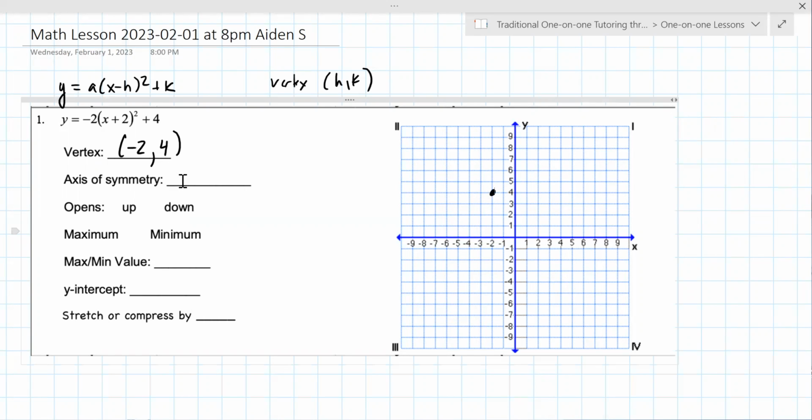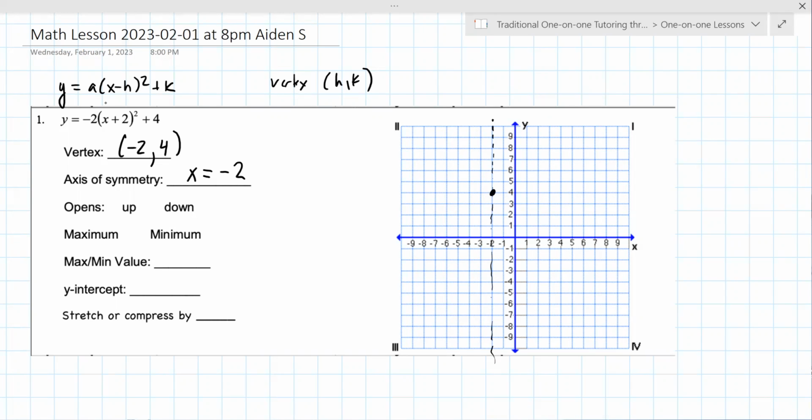Now, the axis of symmetry, it's always an equation. It's always x equals, and it equals the x coordinate of the vertex. What is the x coordinate of the vertex? The x coordinate. It's 4. That's the y coordinate. Oh, no, it's -2. Okay. So that's this line here. You know, it's a vertical line. You don't really need to graph it, but you can.